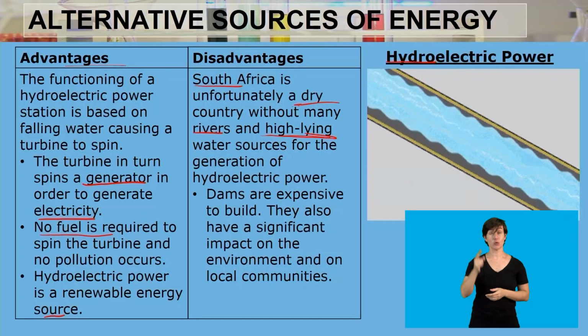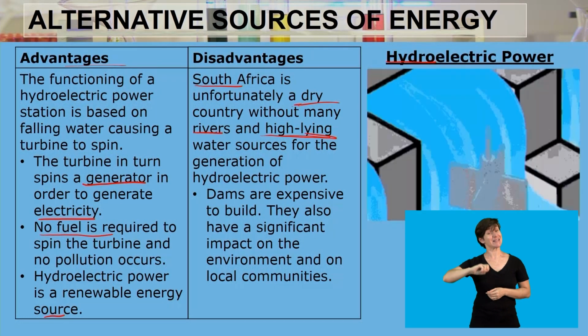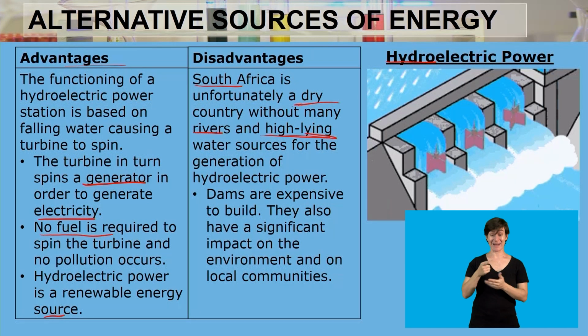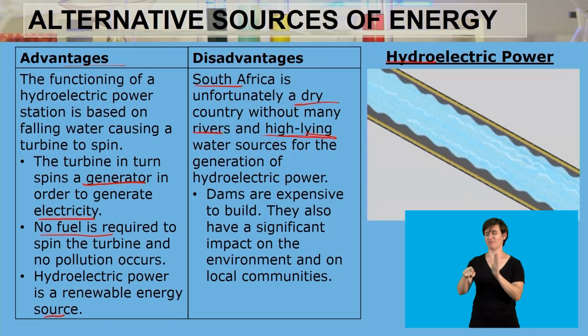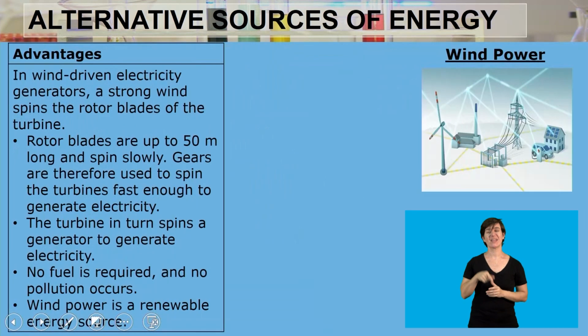We also know that dams are expensive to build. They also have a significant impact on the environment and on local communities. So those are the disadvantages of using the hydroelectric power plant. Now, let's look at wind. If we can't use the hydroelectric power plant, probably we can use wind.